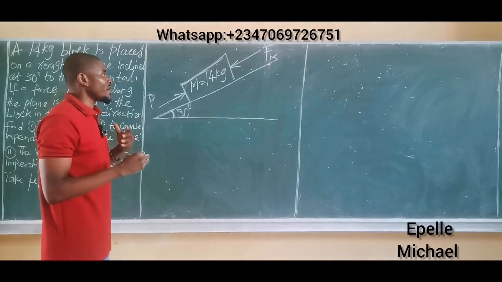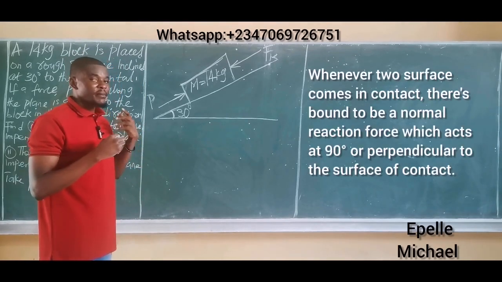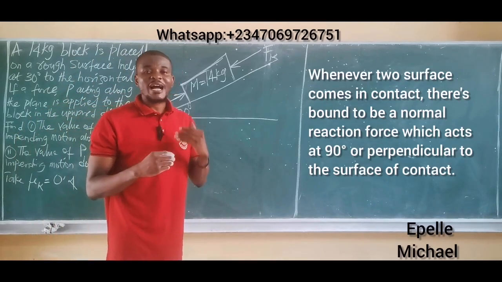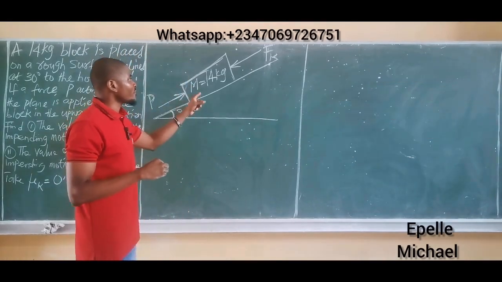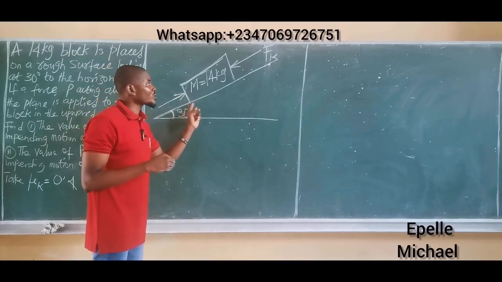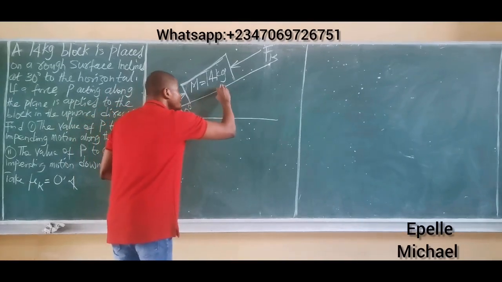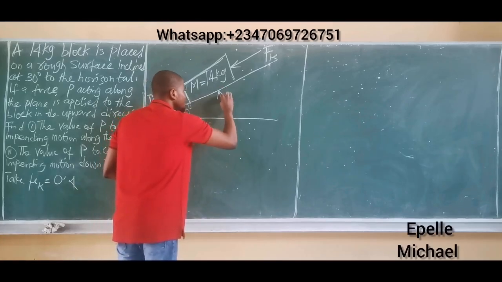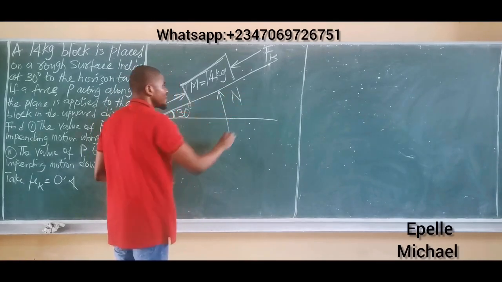Now, I also said in my videos on friction that whenever two surfaces come in contact, there's always going to be a normal reaction force which acts at 90 degrees to the surface in contact. Now, the surface of the 14 kg block is in contact with the surface of the inclined plane. So there is going to be a normal reaction force which acts at 90 degrees to that surface. And this normal reaction force is taken simply as N.